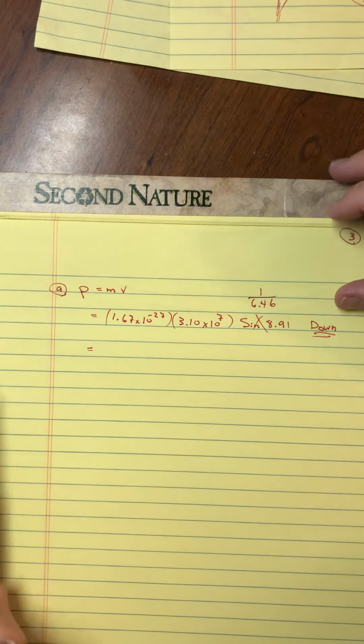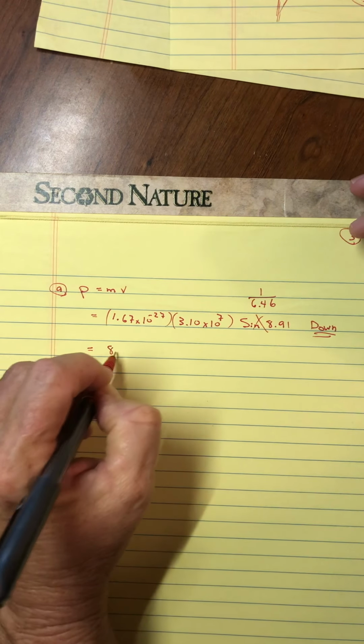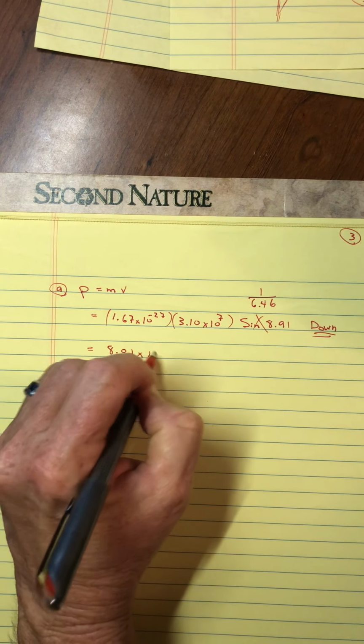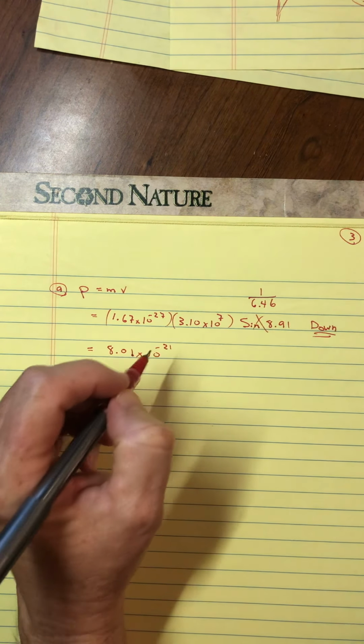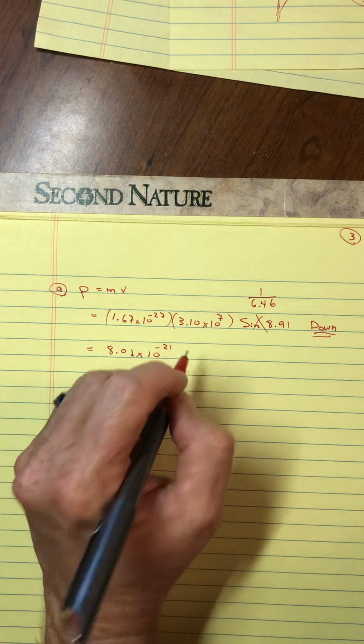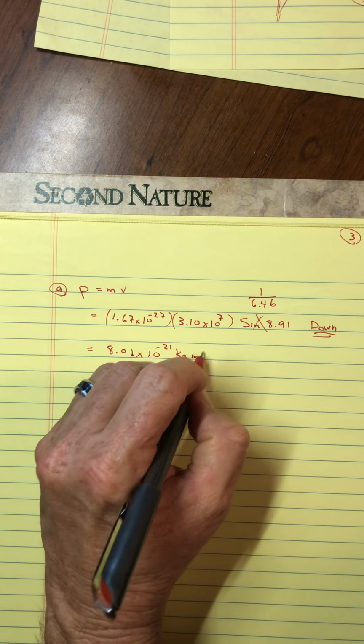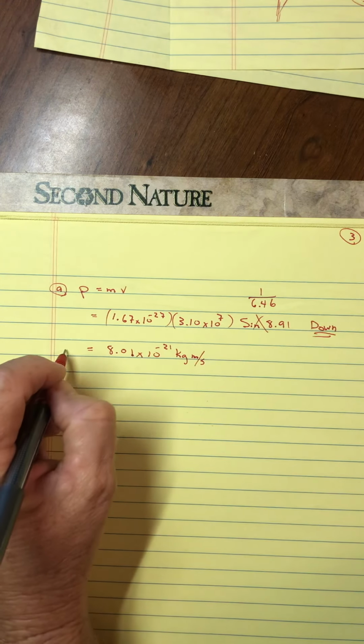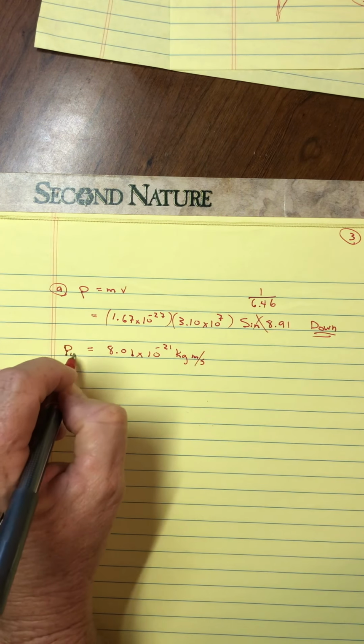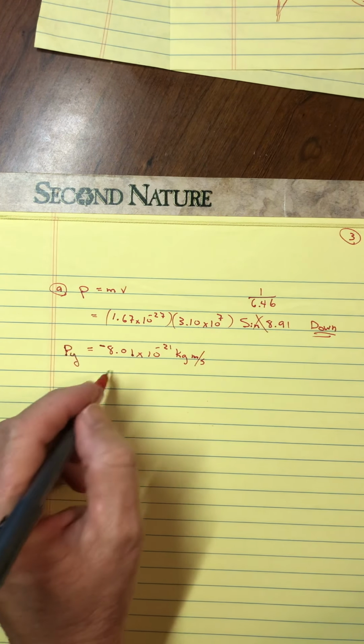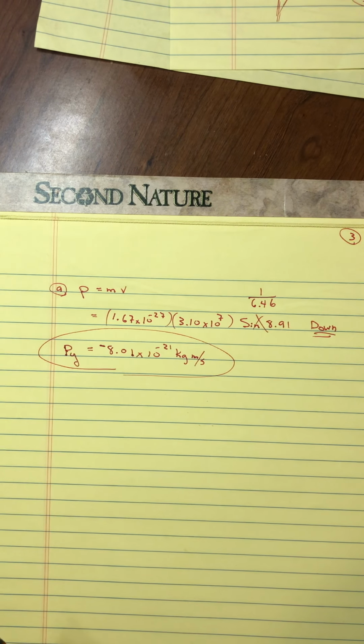I get a component of 8.01 times 10 to the negative 21. And the units would be kilogram meter per second. And I suppose if we want to put a y component, we should then say this is downward, in a negative direction here. And that's it.